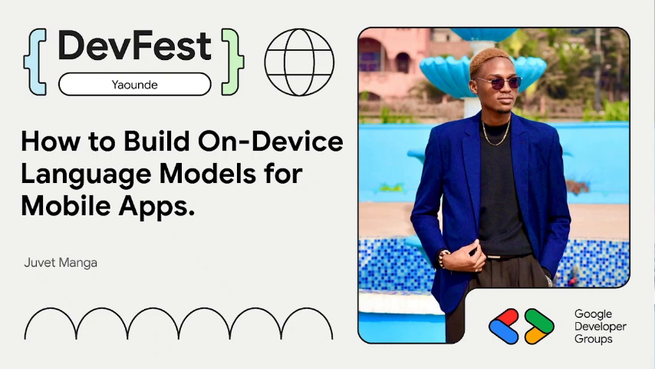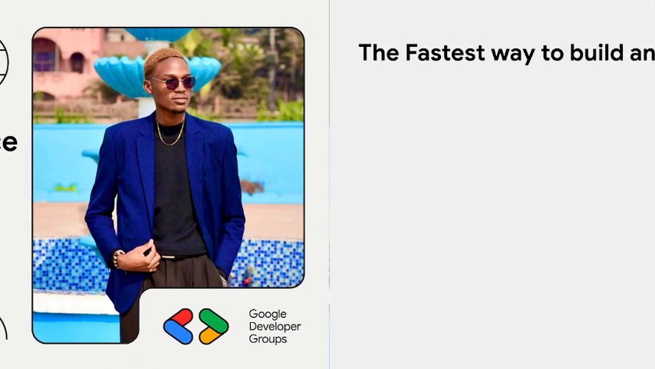I am Juvet Manga, machine learning engineer at the startup Maposa, and for over a year now I've been working on building deep learning language models that can work on mobile without internet for our application Maposa Smart. And today I will walk you through the steps and process of building an on-device language model. I hope you enjoy this presentation and let's get started.